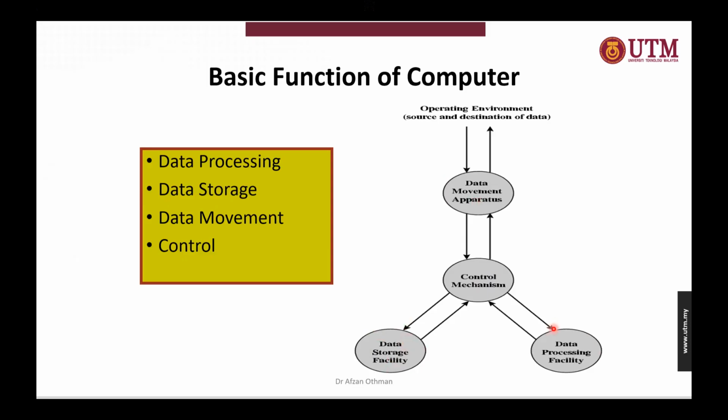Last but not least, we have the data processing facility, which is used to process the data. Examples of data processing are arithmetic, where you do addition, subtraction, and multiplication of the data, or logical processing, or sometimes data rotation, where we shift the data to the left or to the right. That falls under data processing.